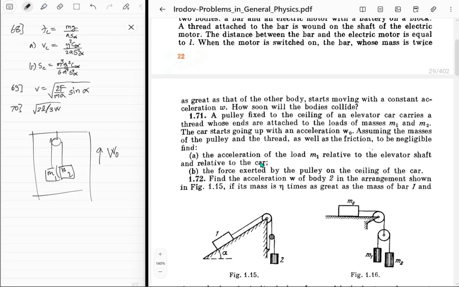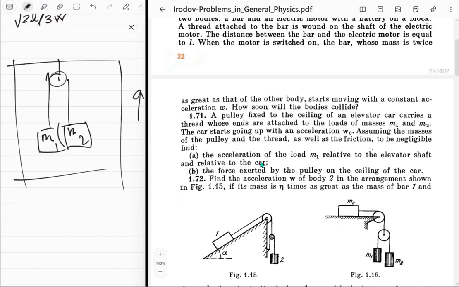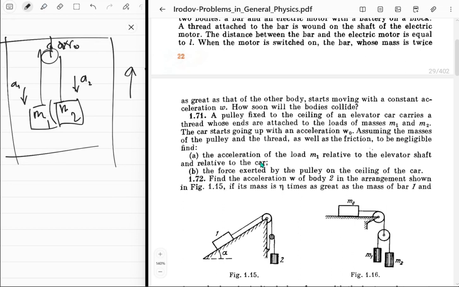So first of all, the string is inextensible. We're going to use that, so we'll need a string constraint. This guy is moving up with acceleration A. Let's say M1 is moving down with A1 and M2 is moving down with A2, and the car is going up with W naught. You should know that, right?